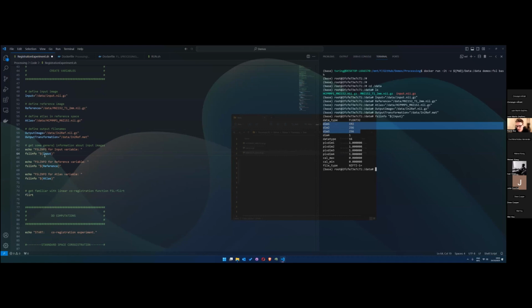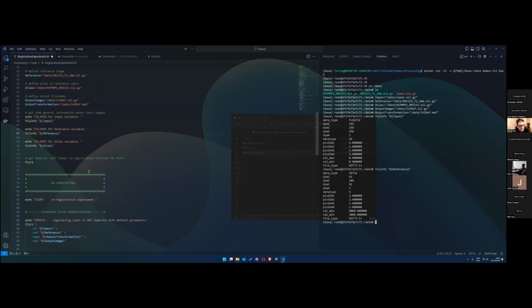It's 192 by 256, 256. And we compare this to our MNI space. We see it's actually significantly smaller. So we already see a large difference in resolution of the images. Ideally, this will be overcome by our registration, the way we use it with the default values.